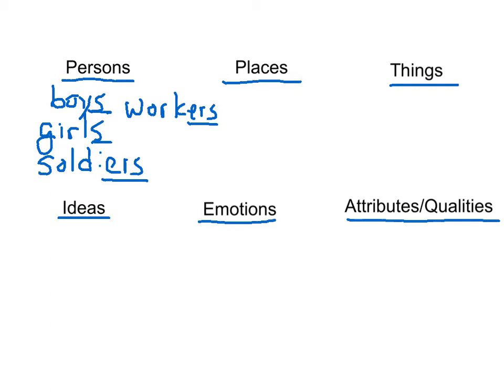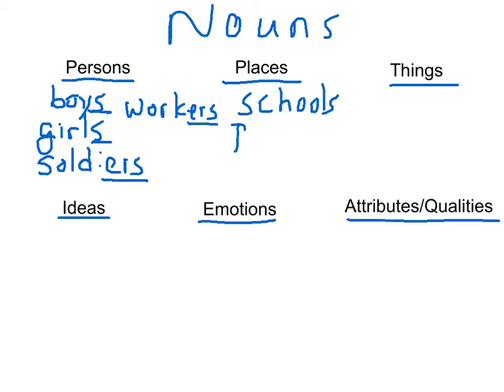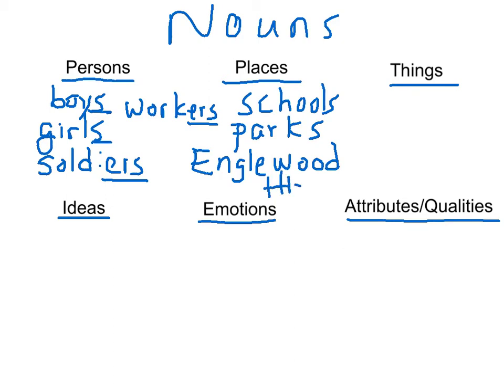Let's look at places. Nouns can be places. They can be schools, parks. We can have capital letters. We can have a specific name of a high school, for example, Inglewood High School. Nouns can be things. Chairs, tables, sofas, beds.